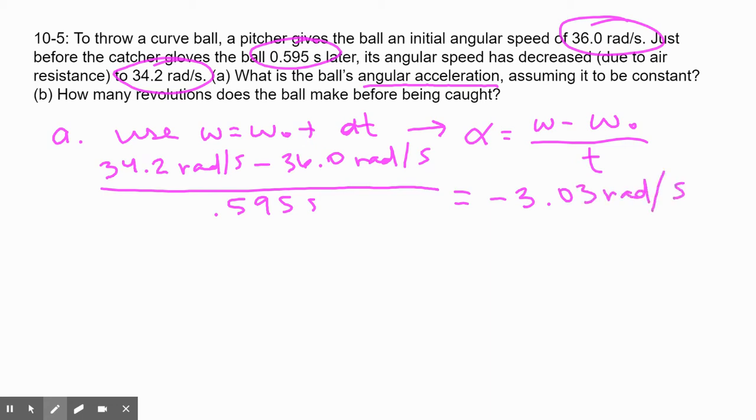radians per second squared. This is squared because it's acceleration. Okay, that's part A. Pretty simple. Now let's do part B.